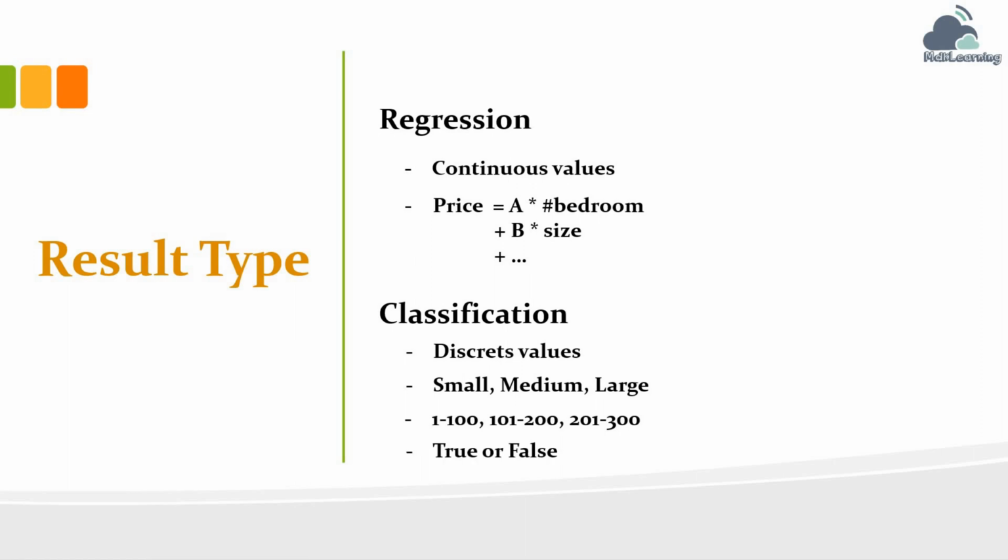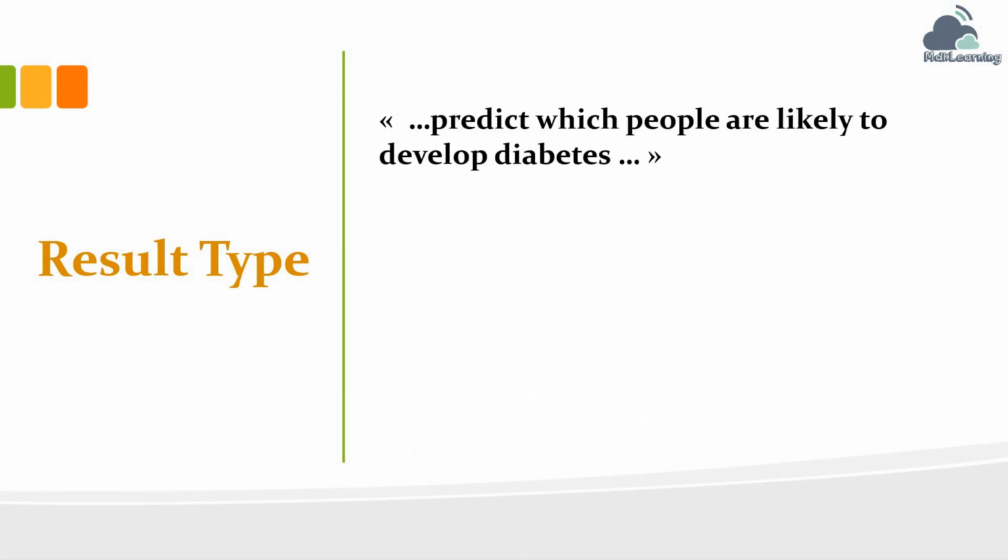Changes in the feature values may or may not change the classification. So what type of problem do we have? Again, the solution statement comes to our aid. From the solution statement, we see that the algorithm must predict which people are likely to develop diabetes. Remember, diabetes is true or false, and therefore diabetes is a binary outcome.